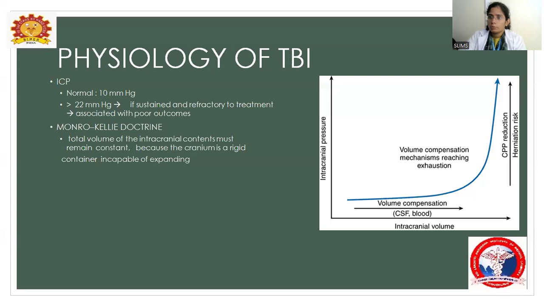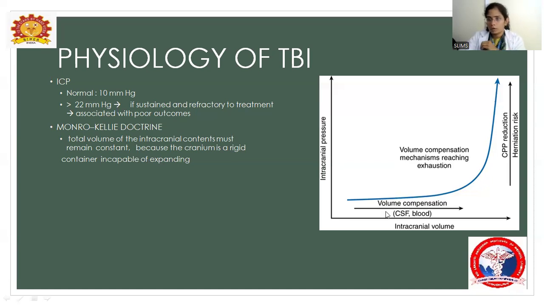So, for the basics, we have to learn about the Monro-Kellie doctrine. It states that the total volume of intracranial contents should always remain constant. This is because the cranium is a rigid structure which is incapable of expanding. As we can see from this graph, when the intracranial volume increases, initially there will be volume compensation by CSF, blood, etc. After a particular point, this increase in intracranial volume will not be compensated, which will result in increase in intracranial pressure.